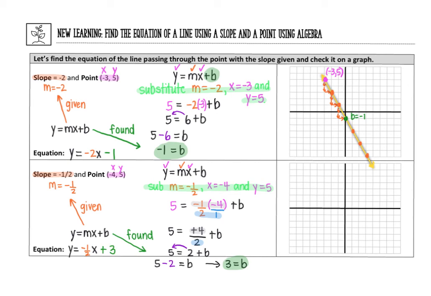We'll verify this on the graph as well by plotting the point -4, 5, and then counting a slope of down 1 over 2, repeatedly, down 1 over 2, until we find where the line will cross the y-axis. We can see that we have found an accurate b value using algebra because the line crosses the y-axis or has a y-intercept of 3.